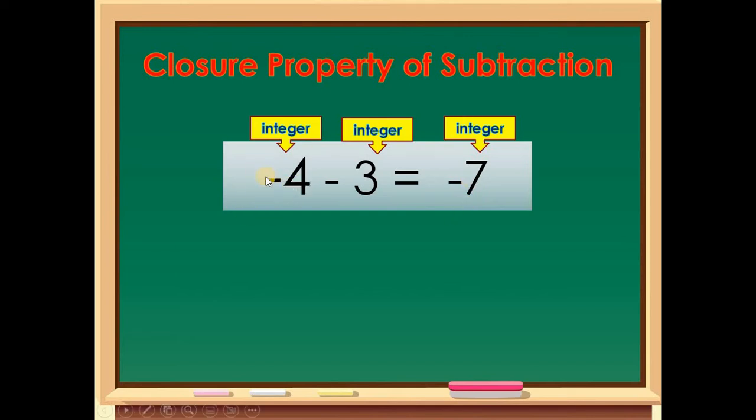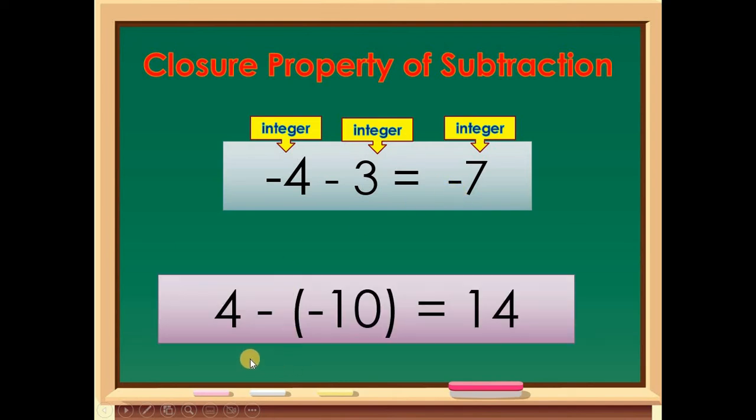Okay, kung mapapansin nyo, itong negative 4 dito ay integer. This positive 3 is also an integer. So negative 7 is an integer. So kapag pinag-subtract kasi natin sila, so the outcome is negative 7. Negative 4 minus positive 3 is equal to negative 7. Okay, another one. So we have positive 4, so that is an integer. So this one, negative 10, is also an integer.